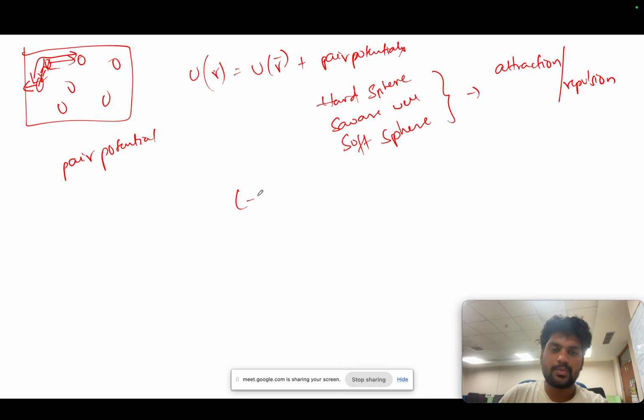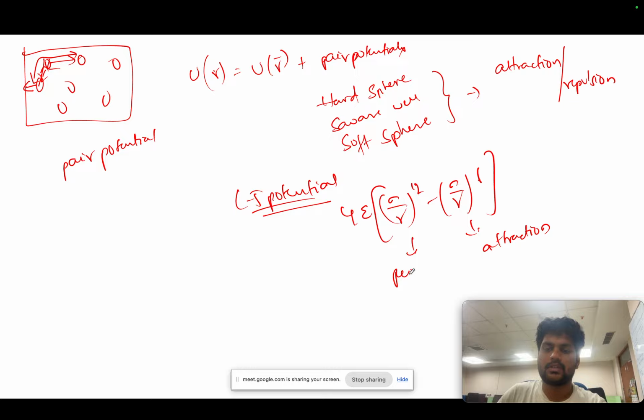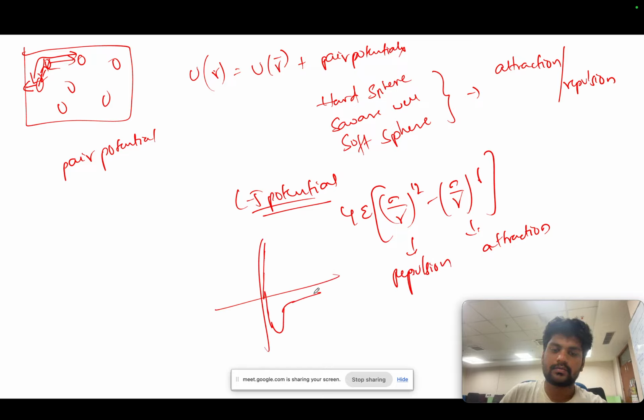So then comes the LJ potential. The formula of the LJ potential is sigma by r to the power 12 minus sigma by r to the power 6, where the minus term gives the attraction, and the other term is for the repulsion. You are seeing this diagram, the diagram will go like this. Up to here there won't be any interaction. This will be the epsilon and this will be the sigma.